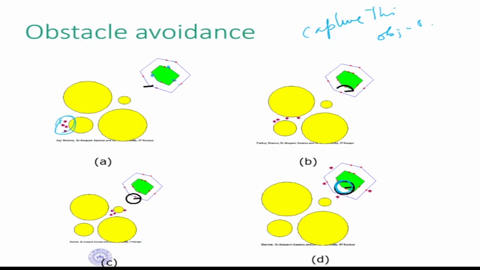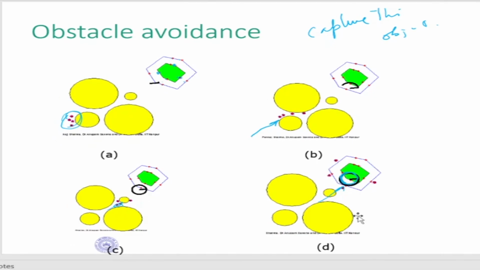You can see the robots are here. Then the robots start moving there. Then the object is moving. Then it goes here, and then finally it goes and captures the object. So this basically shows us the 4 stages in which the robot is going and capturing the object.